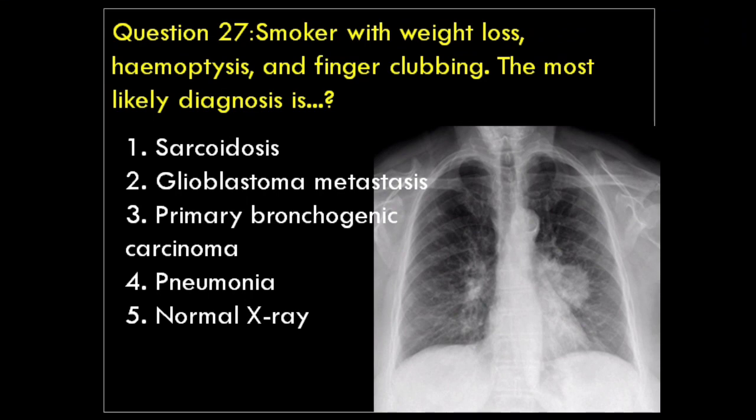Question 27: Smoker with weight loss, hemoptysis, and finger clubbing. The most likely diagnosis is 1. Sarcoidosis. 2. Glioblastoma metastasis. 3. Primary bronchogenic carcinoma. 4. Pneumonia. 5. Normal X-ray.